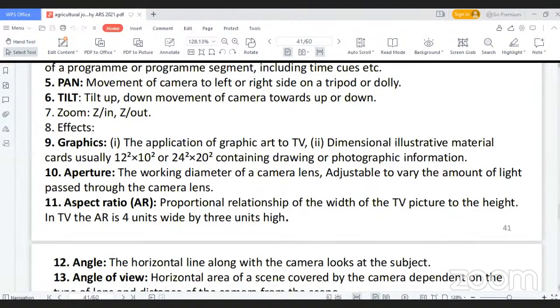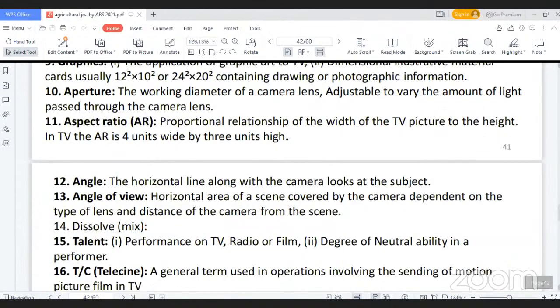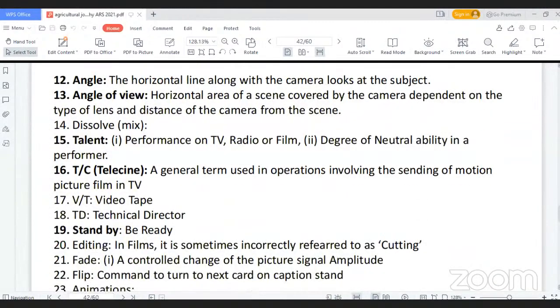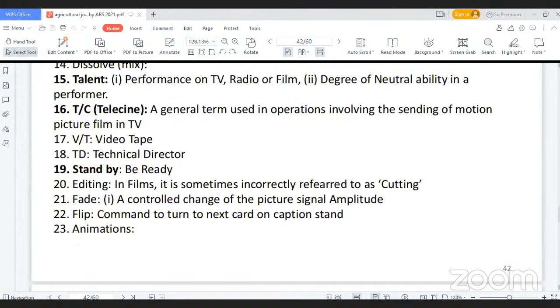Then zoom in, zoom out, as in vlogging. Suppose you want to visualize the things more closely, then you need to zoom in and cover all the things. Aspect ratio: the proportional relationship of the width of the TV picture to the height. In TV, the aspect ratio is 4 units wide by 3 units high. Wide is 4 and height is 3. Remember this. Fade: a controlled change of picture, fade out, fade in.